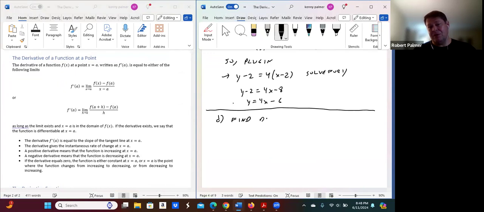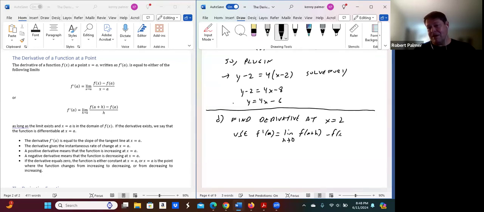Let's find the derivative at, once again, x equals 2. Let's use this definition, this limit. So f prime at a is equal to the limit as h goes to 0 of f of a plus h.